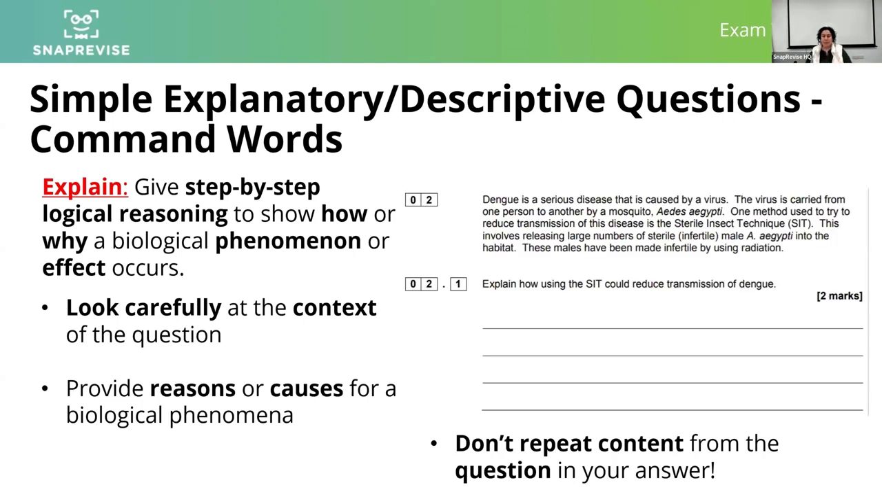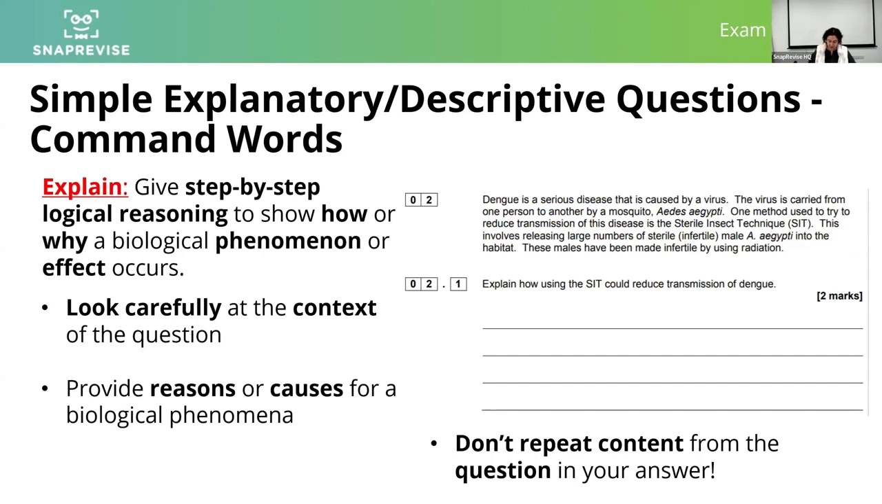Let's see an example. Dengue is a serious disease that is caused by a virus. The virus is carried from one person to another by a mosquito, Aedes aegypti. One method used to try to reduce transmission of this disease is the sterile insect technique. This involves releasing a large number of sterile male mosquitoes into the habitat. These males have been made infertile using radiation. Explain how using SIT could reduce transmission of dengue. So, again, let's break this down to our three things.